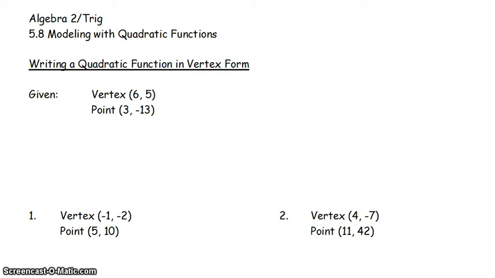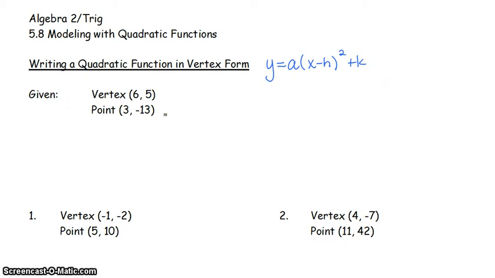We're going to start by writing the equation in vertex form. Before we can even get started, we've got to remember what vertex form looks like. So vertex form is y equals a parentheses x minus h quantity squared plus k. And remember, the a is determining the shape and orientation, and h, k is that vertex. So what we're going to be given is a vertex at (6, 5) and our point at (3, -13).